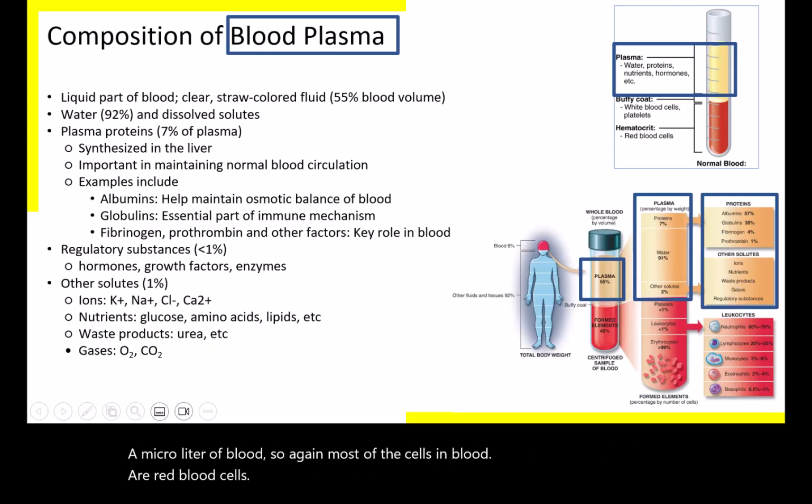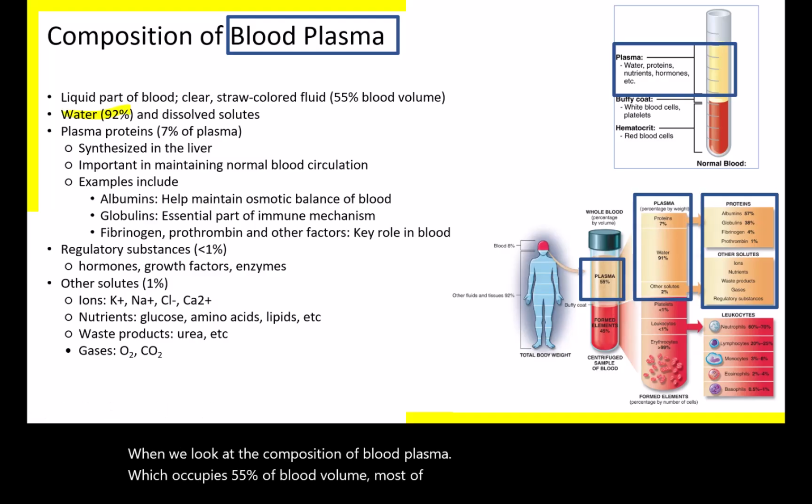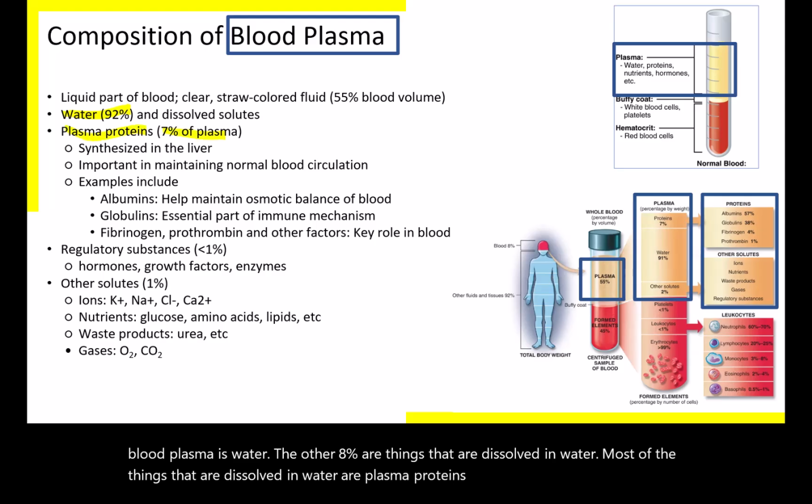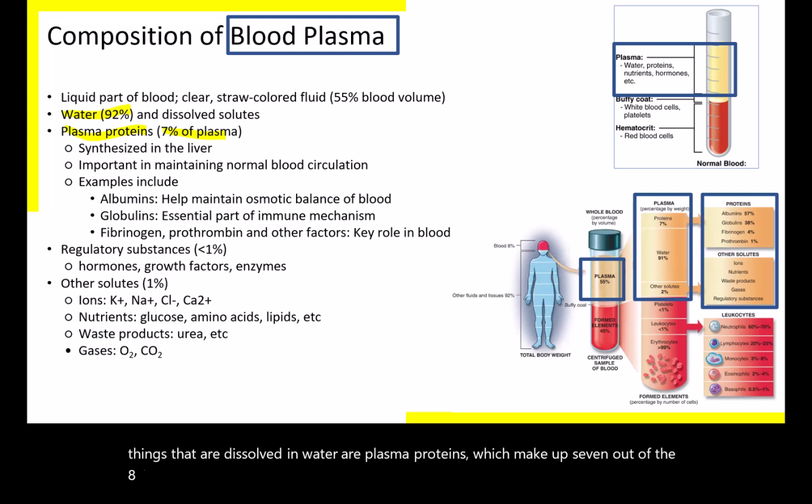When we look at the composition of blood plasma, which occupies 55% of blood volume, most of this is made out of water. So 92% of blood plasma is water. The other 8% are things that are dissolved in water. Most of the things that are dissolved in water are plasma proteins, which make up 7 out of the 8% of the outstanding that's not water.